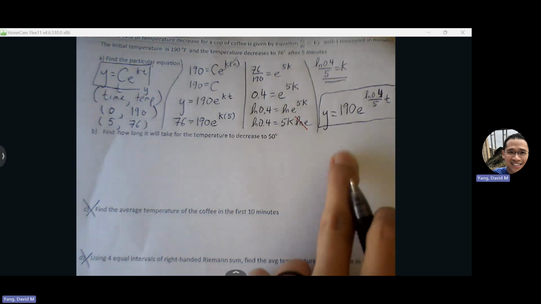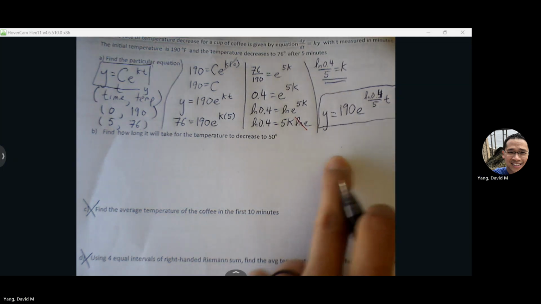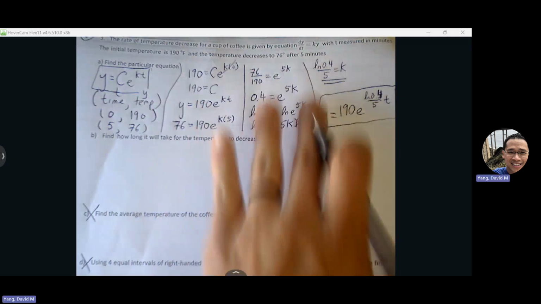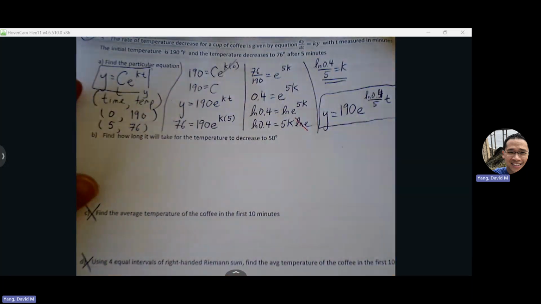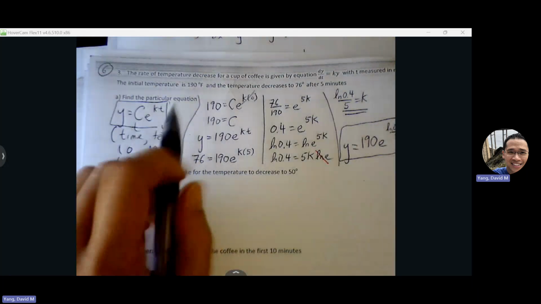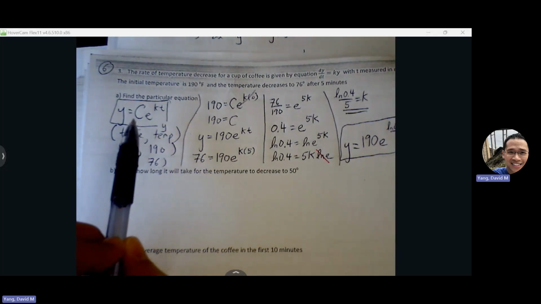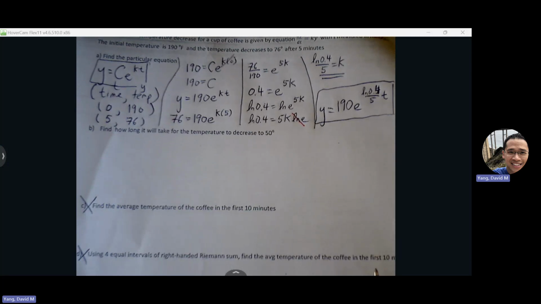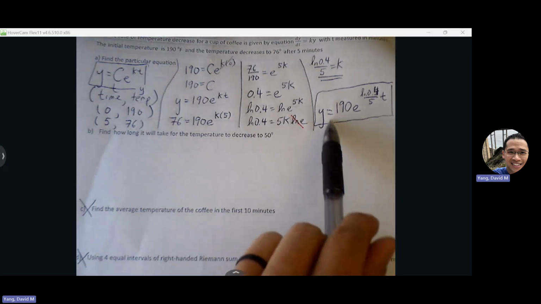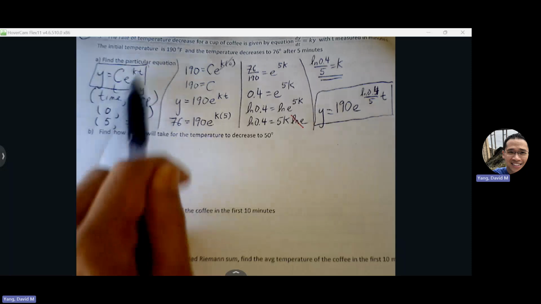All right, any questions here? So basically, this type of problem has no calculus in it. I mean, the only calculus is getting from the differential equation to this equation. But once you're here, you're just plugging in, solving for a variable, updating the equation, using some log properties here and there, but there's no calculus except to get to this equation here.